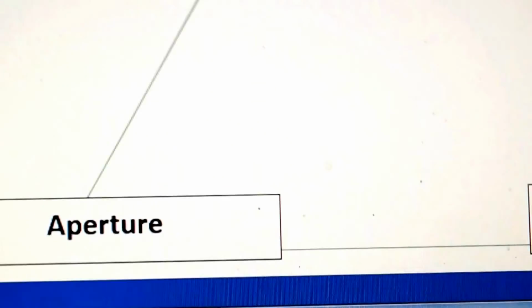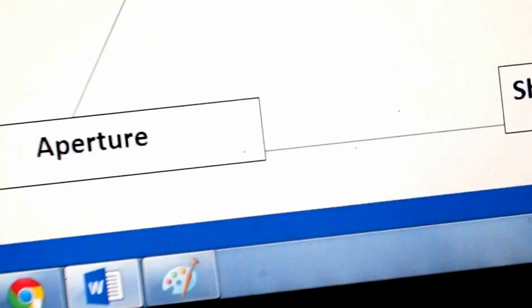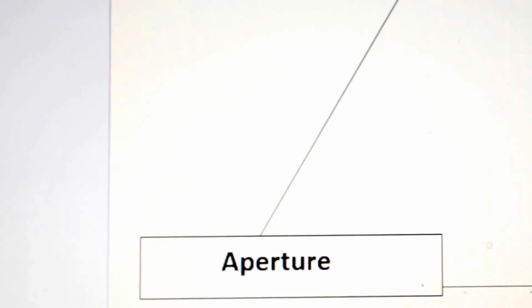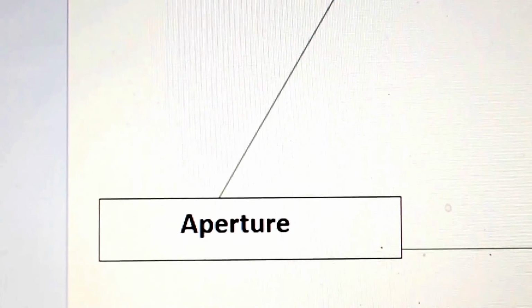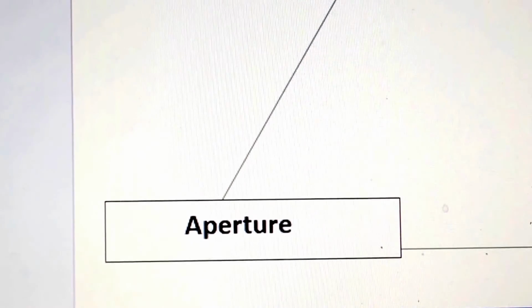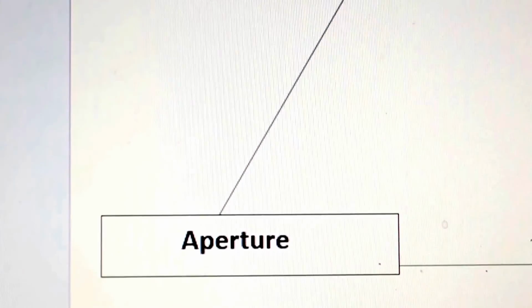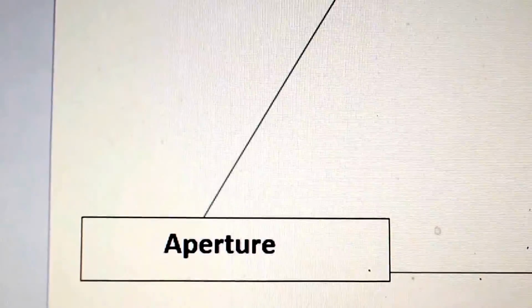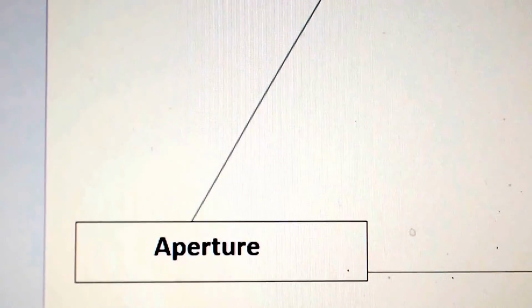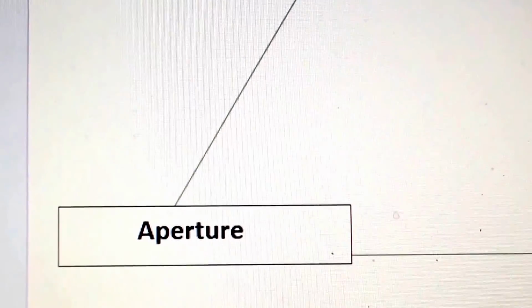Now, let us move on to point 2, which is aperture. Sorry for the camera shake. The aperture is the size of the lens opening, which allows light to reach the sensor. There is a tiny hole in the lens of your camera. That is your aperture. Your aperture will certainly affect your ISO.